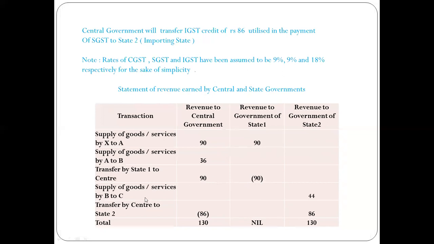Okay. Supply of goods or services by B to C: revenue to government of state 2 is 44 rupees. Transfer by center to state 2 is minus 86, and revenue to government of state 2 is 86 rupees. Now, total revenue earned by central government is 130 rupees, and revenue to government of state 1 is nil. Revenue to government of state 2 is 130 rupees. Both amounts are equal.